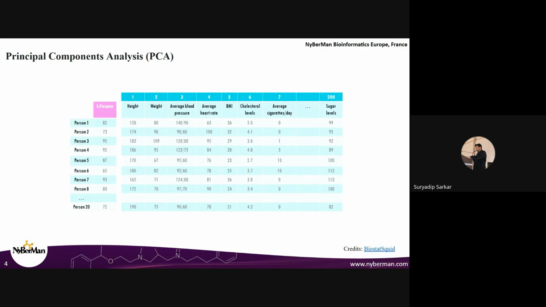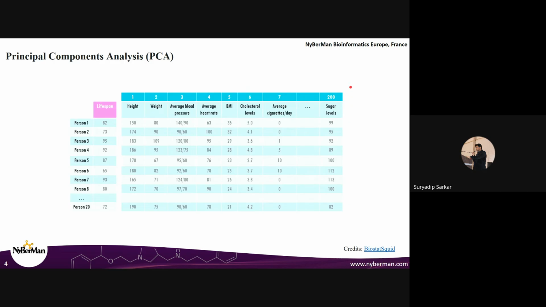Consider this as our data set for the day. These are our samples, obviously, people. This is our target column, which is lifespan, in years. We are trying to predict how long a person will live, and these are all some particular metrics. Height is there, weight, blood pressure, heart rate, BMI, cholesterol, sugar levels, etc. So there are 200 features here. We have only shown 8, but there are a total of 200 features here.